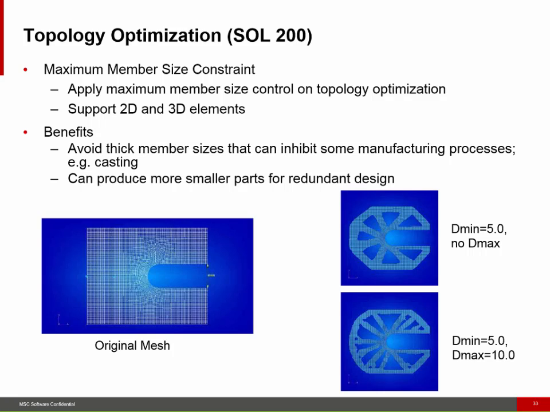So here's one example. You have an original mesh and you want to do topology optimization to reduce the mass. The top figure shows the result with only a minimum member size and no maximum member size, and you see that you can get fairly thick members. And when you add the maximum member size, you see that you get more but thinner members for this topology optimization problem.